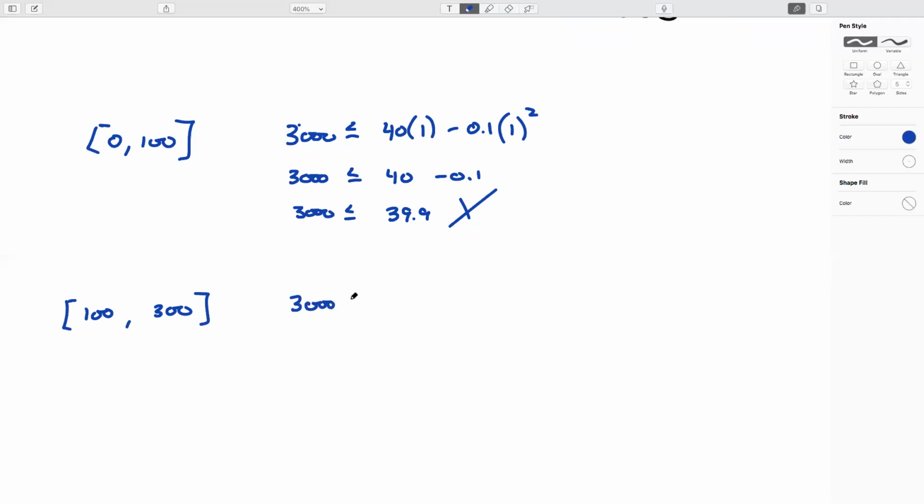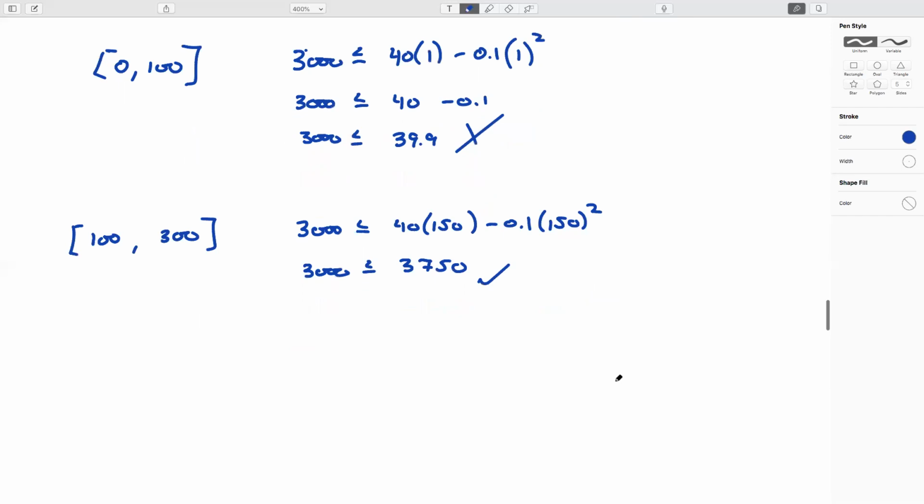3,000 is less than or equal to 40 times 150 minus 0.1 times 150 squared. And now you can do this by hand, but I'm going to type it into a calculator and do it that way, in one shot. So 40 times 150 minus 0.1 times 150 squared gets me 3,750. So 3,000 is less than or equal to 3,750. That is true, and this does work. So this portion is going to be part of our answer set.